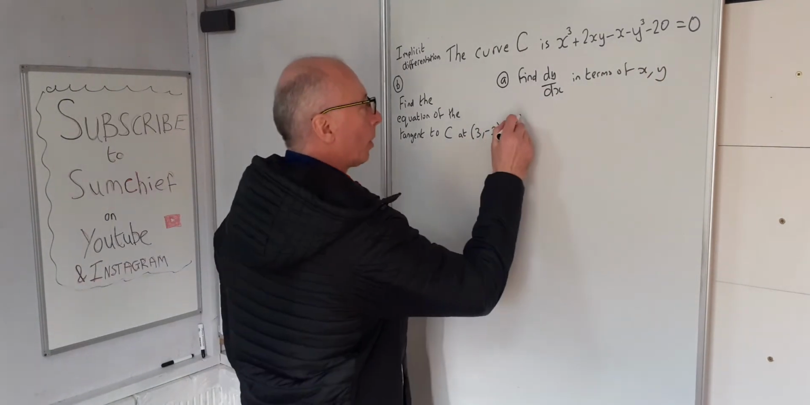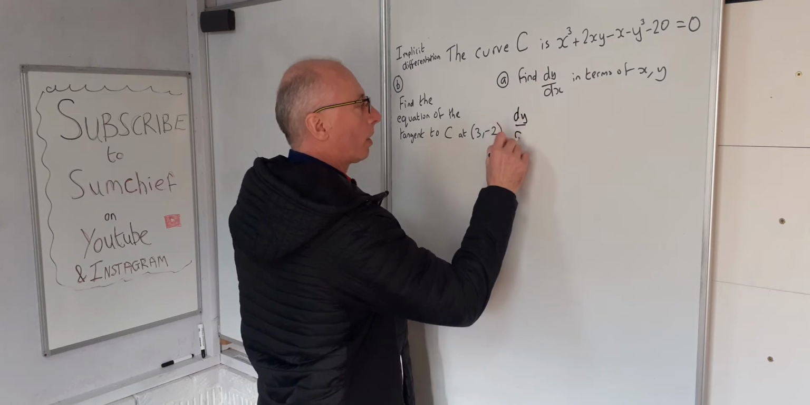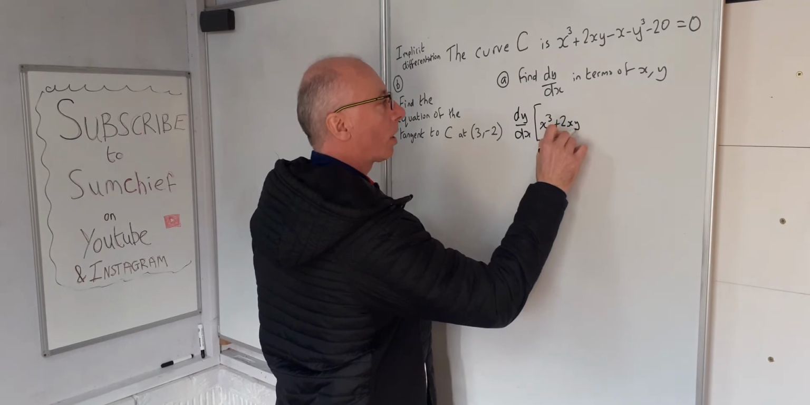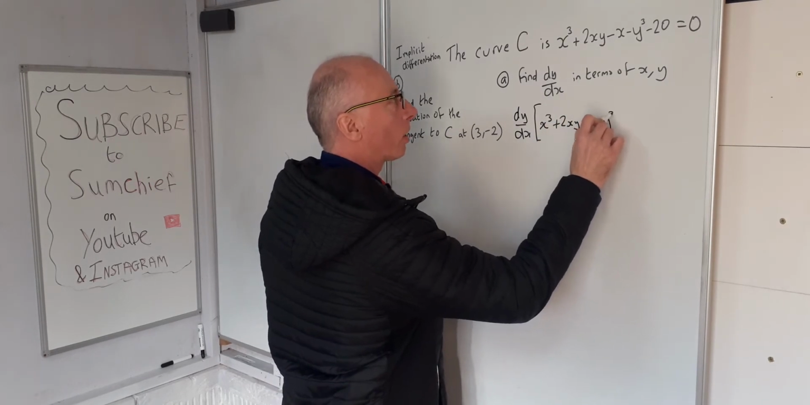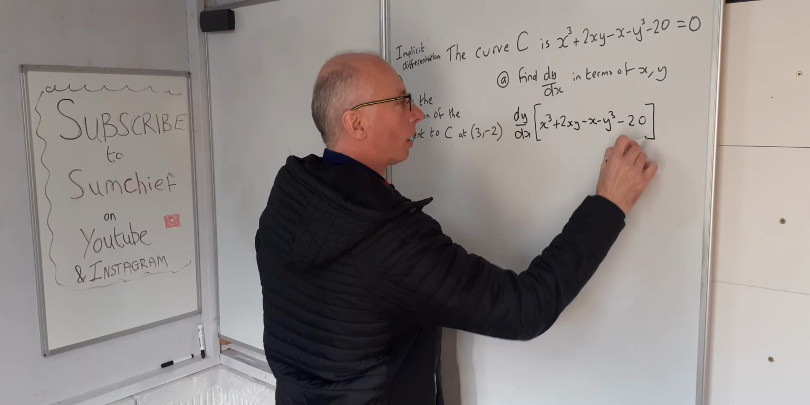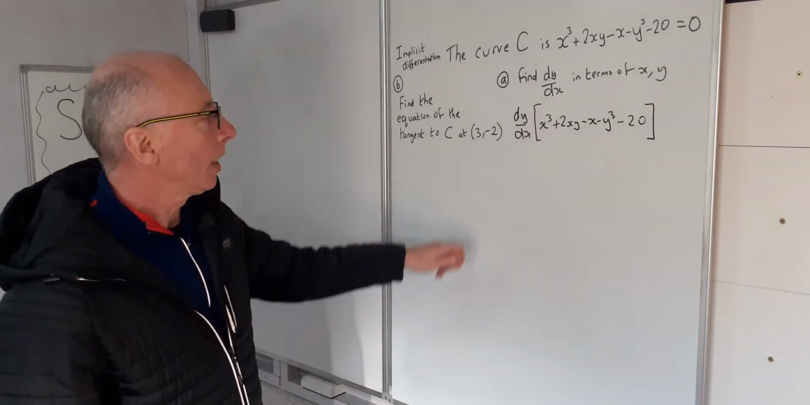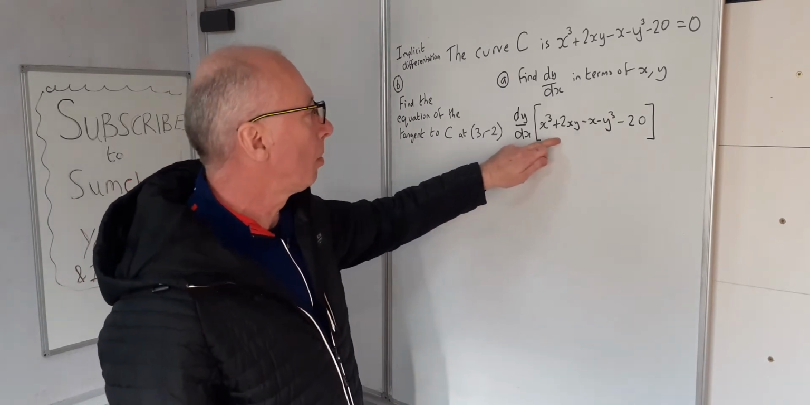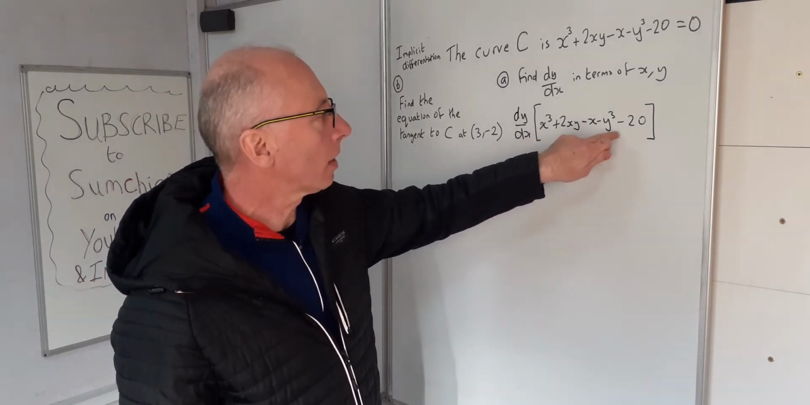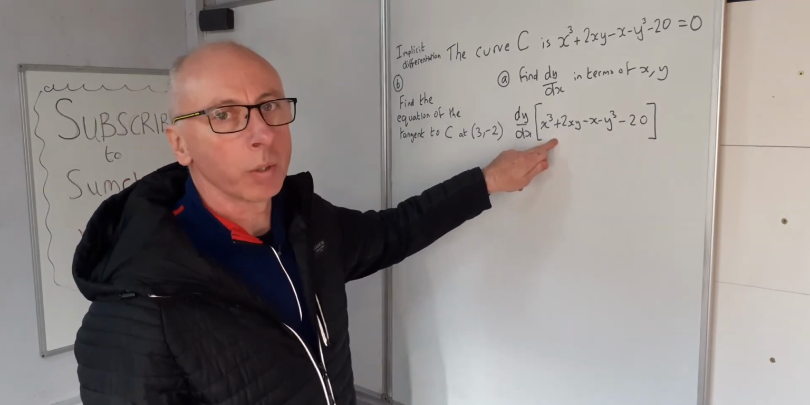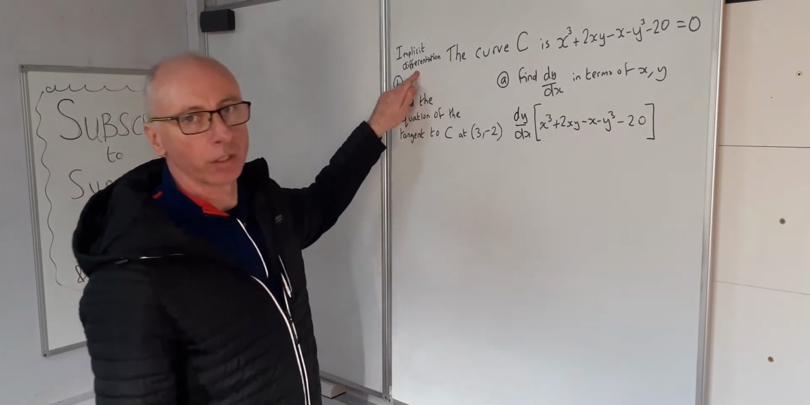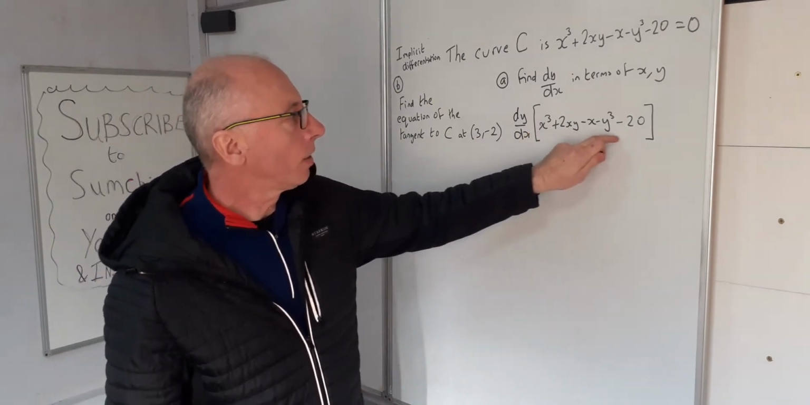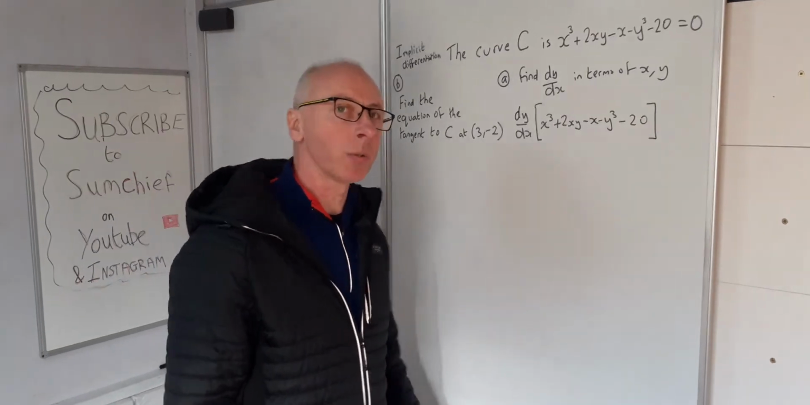So first of all, let's find dy/dx of this. We'll take d/dx of x cubed plus 2xy minus x minus y cubed minus 20. To take the derivative of this with respect to x, we've got a little problem because we've got x and y terms mixed. So what we're going to do is implicit differentiation. That's what we're doing here today. We're going to apply d/dx to each of these terms, and I'm going to show you how to do each part as we go along.